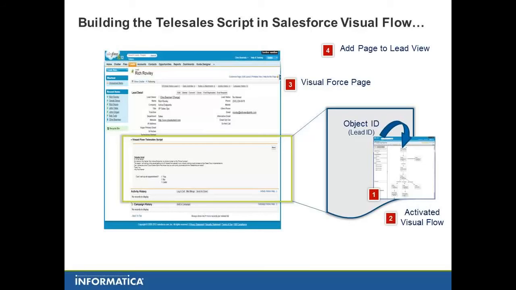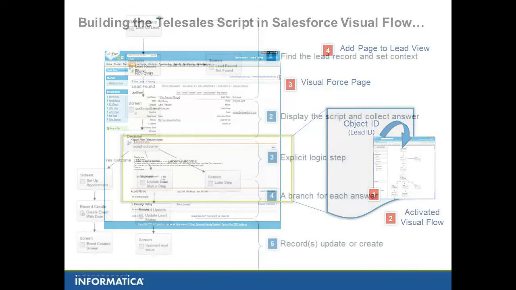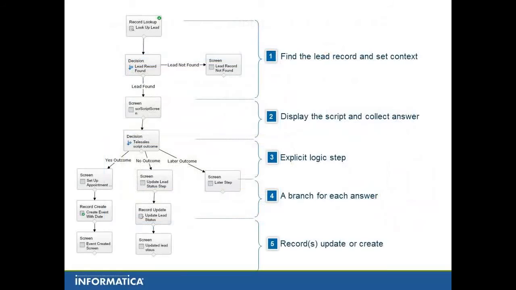Now, because these elements are all interdependent, we need to create them in a specific order. We'll create the flow first, then we'll activate the flow, then we'll create the Visualforce page that embeds the flow, and finally add that Visualforce page to the lead view. So on to the first item, the flow. This picture represents the whole flow that we're going to build. As you can see, there's a lot more to it than Cloud Extend.